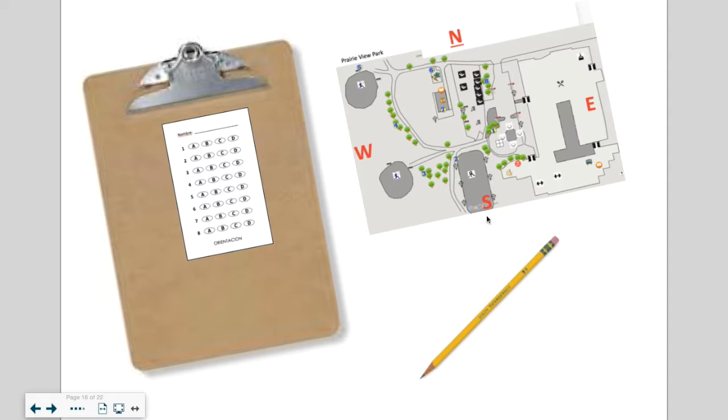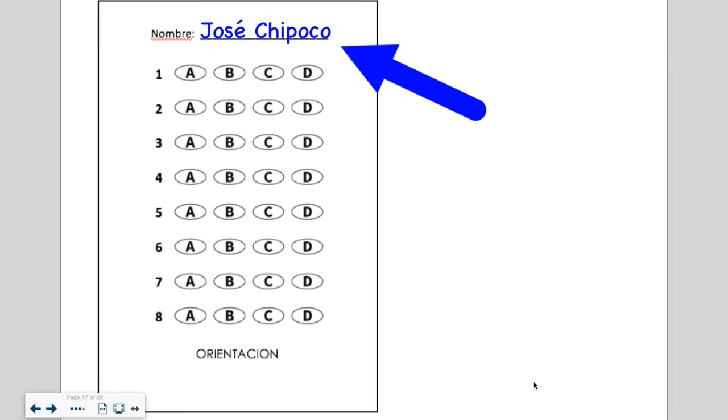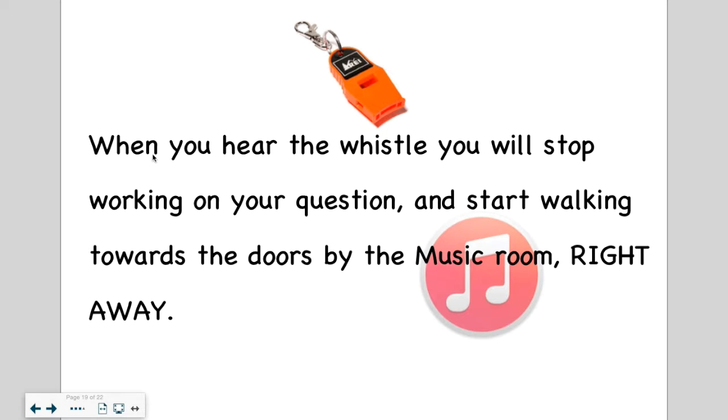Now, the 4 things you'll need are here. You'll need to write your name, and when you hear the whistle, you'll hear it because it's loud. You'll stop working on whatever question you're at and start walking. You'll start walking towards the doors by the music room, the ones we just went out through. You'll do that right away.